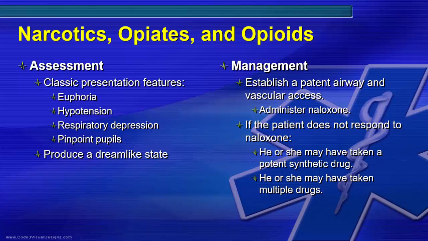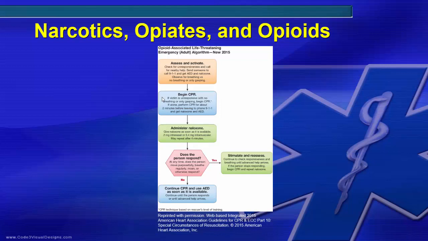If they don't respond to Narcan, he or she may have taken a potent synthetic drug, or he or she may have taken multiple drugs. Narcan really only works at those opioid receptors, so if there's another type of drug on board, then Narcan's not going to work. All right, so here's your treatment algorithm. Naloxone as soon as possible, 2 milligrams intranasal or 0.4 milligrams intramuscular. If they don't respond and they're not breathing, then of course CPR and airway management. If they do respond, stimulate and reassess.